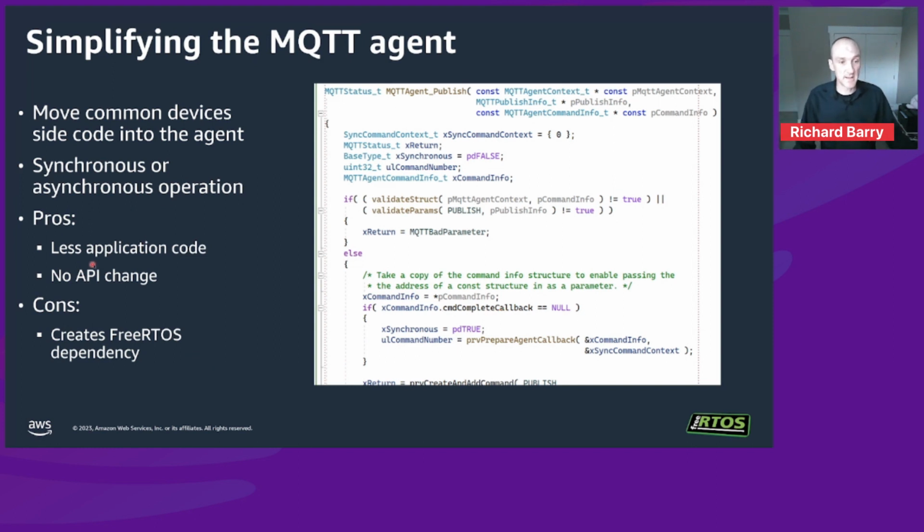So the pros here: there's less application code, and we've done this without changing the API. So no matter which version you use, the API is the same. And the con, the contradiction here, if you like, is that this particular version of the MQTT agent does have a dependency on FreeRTOS.